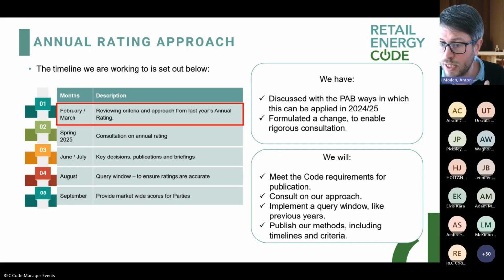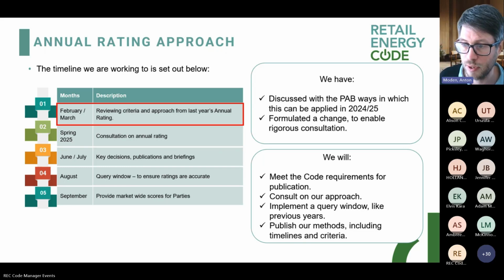We've discussed this with the PAB already, and we've formulated a change. We think it's important to use some of those change processes to get the best quality consultation that we can. So that will mean that there's rigorous consultation coming through the summer. We will make sure we meet the code requirements for publication. There are rules that bind us. We've always met those in the past and will continue to do so. We'll consult on our approach. That query window, I think, is an incredibly important point, and we'll publish our methods, including timelines and criteria.